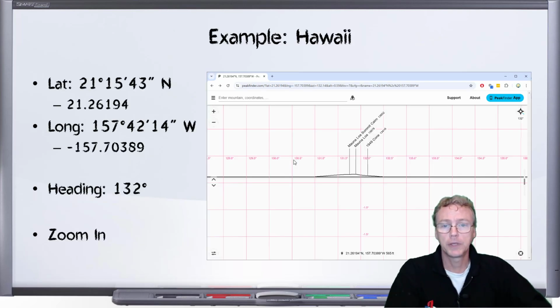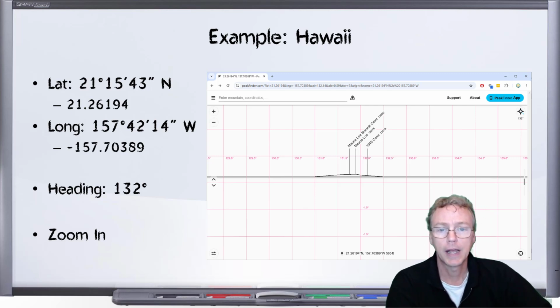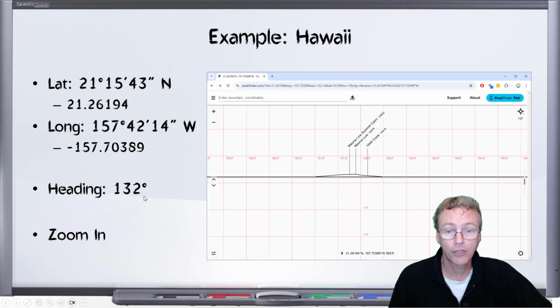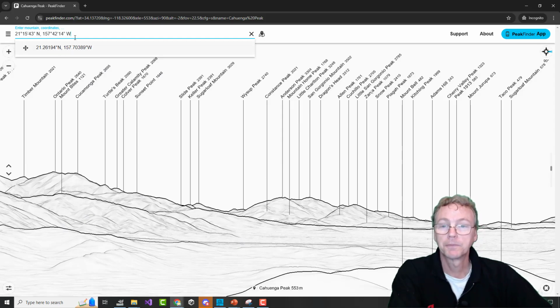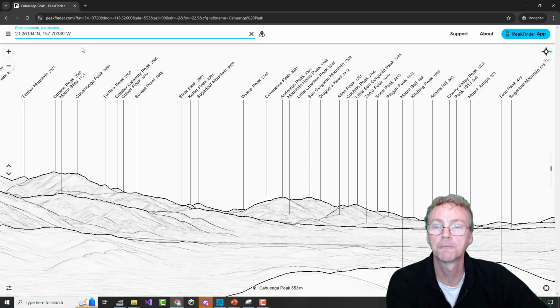Here we go. Here's the same location that we did in the stream, and I've got it on screen for you. These are the latitude and longitude, and here it is converted to decimal in case that's easier. We'll be looking at 132 degrees heading and use Peakfinder, zoom all the way in. Okay, there you go. I've punched these numbers into Peakfinder, and you can see that's where the decimal conversion is right there.